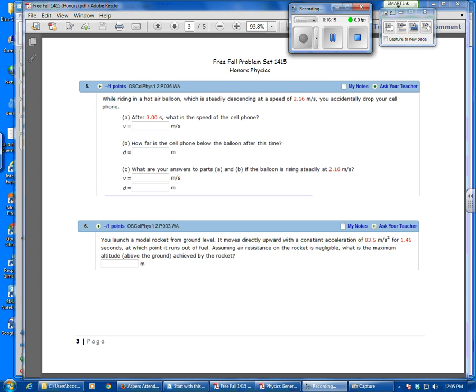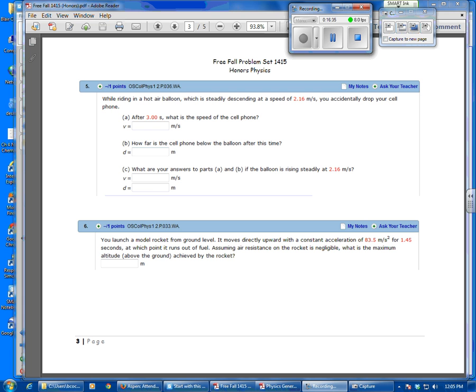While riding a hot air balloon, which is steadily descending. Ooh, descending meaning going which way? Down. You actually drop your cell phone. After 3 seconds, what is the speed of the phone? How far is the cell phone below the balloon at this time? What are your answers in parts A and B if the balloon is rising steadily?